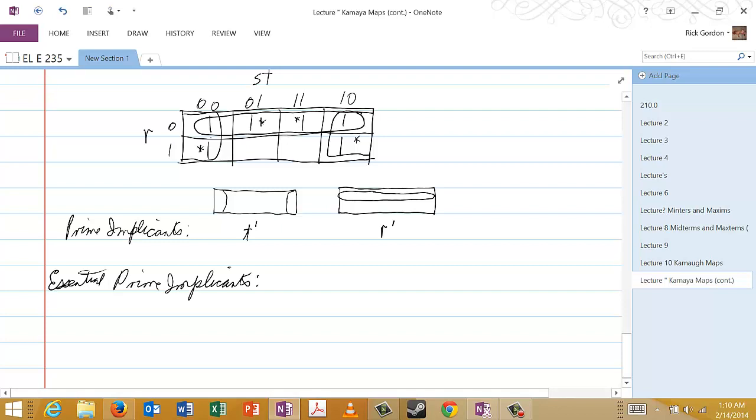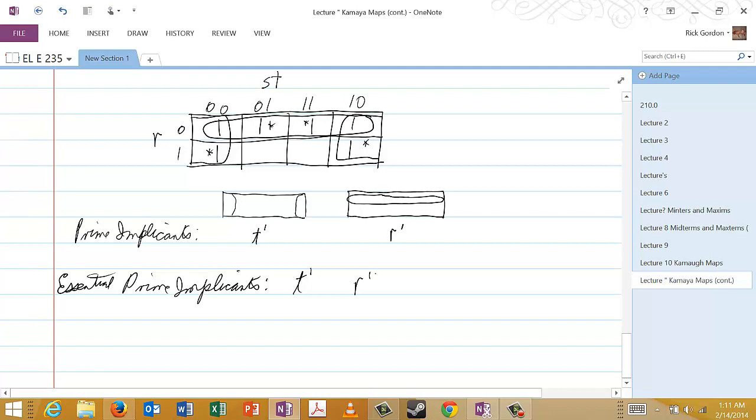So now that we have identified the essential 1 cells, we ask ourselves which prime implicants are essential. T prime is essential because it has this essential 1 cell and this essential 1 cell. And the R prime implicant is also essential because it has these 2 essential 1 cells. Therefore, both of the prime implicants that we have found are essential.